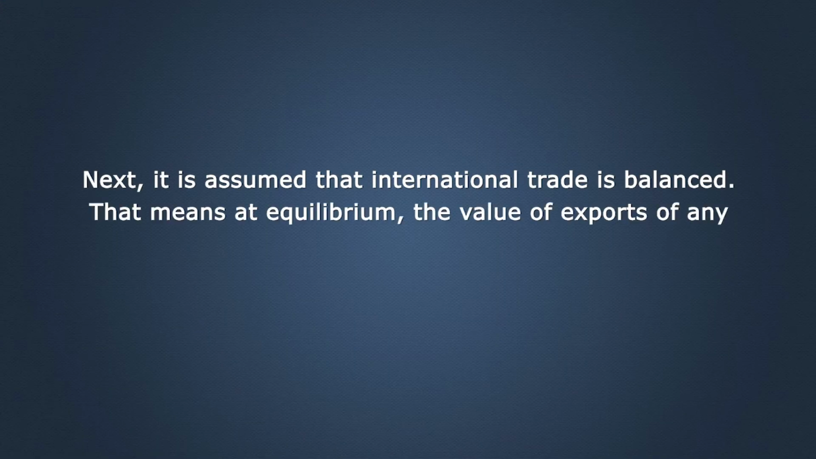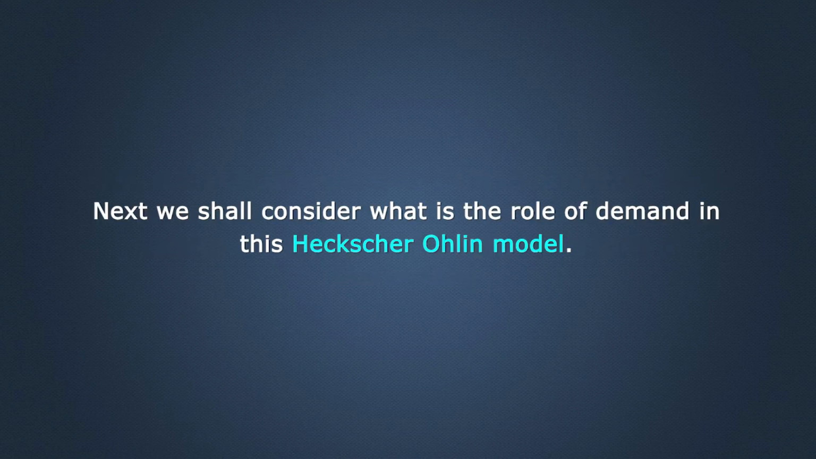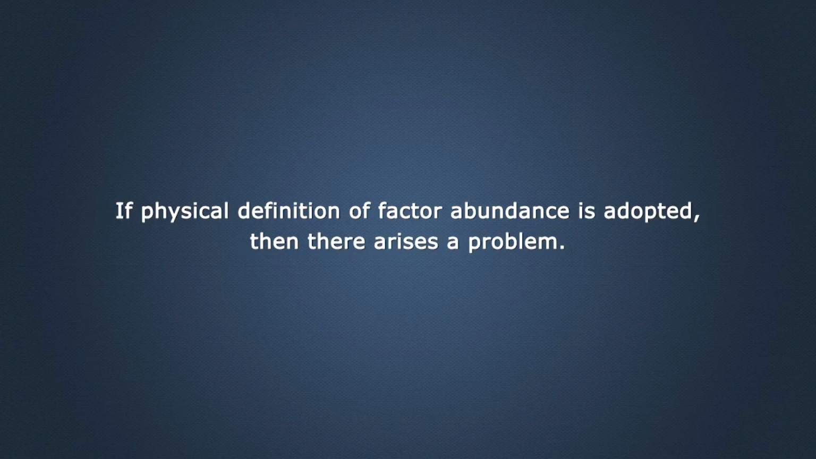Next, it is assumed that international trade is balanced. That means at equilibrium, the value of exports of any country is just equal to the value of imports of that country. Next, we shall consider what is the role of demand in this Heckscher-Ohlin model. If the physical definition of factor abundance is adopted, then there arises a problem. Now, this can be explained with the help of a diagram.